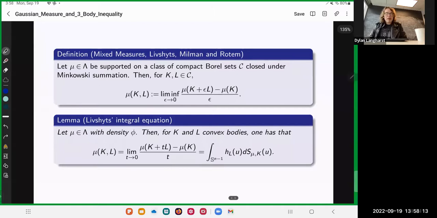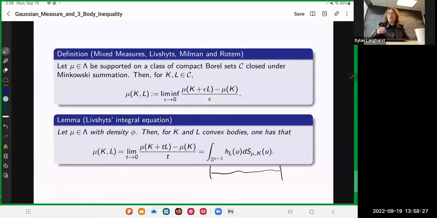And we obtain this lemma, which is Livshyts's integral equation. It simply says if K and L are convex bodies, then the lim sup exists. The lim sup equals the lim inf, so the limit exists, and the limit is precisely this formula. Now I want to mention that in the volume case, we're missing 1 over n. Remember, in the formula for mixed volume, there was a 1 over n here. So we're missing the 1 over n here. So sometimes when you're looking at these inequalities and trying to figure out the equivalent inequalities for measures, 1 over n's need to appear or disappear to compensate for this discrepancy in the definition.